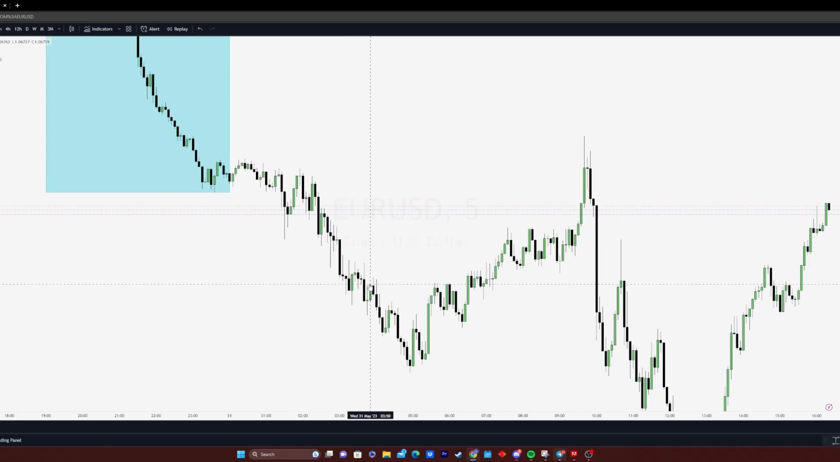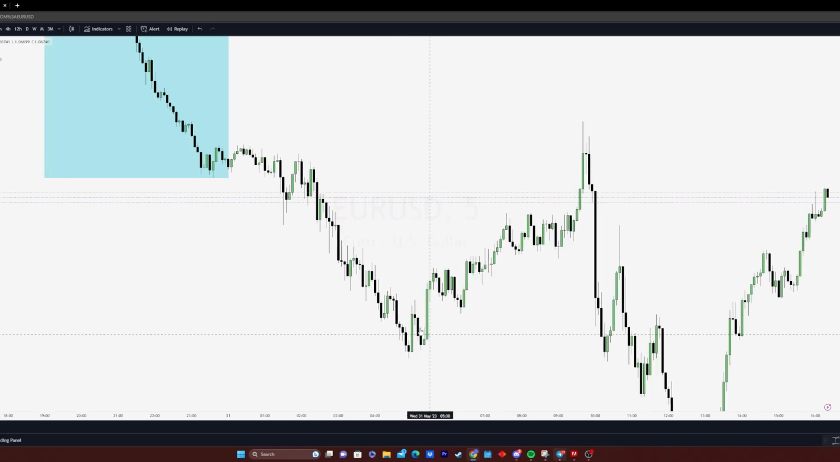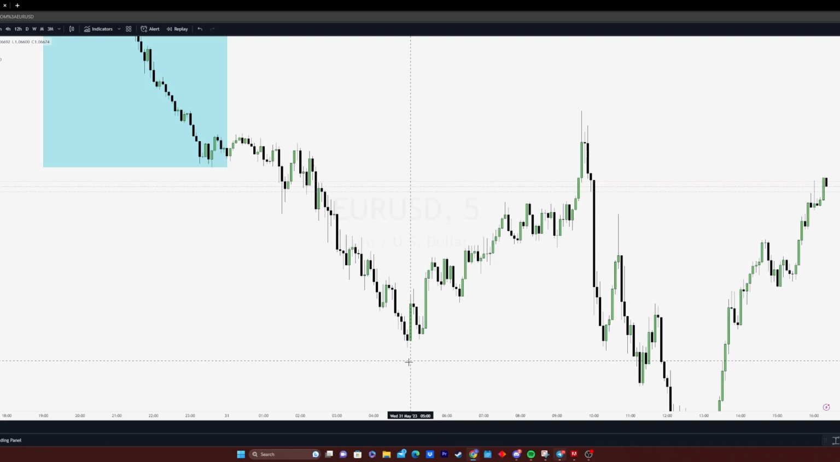Accumulation, displacement lower. Accumulation, displacement lower. Accumulation, displacement lower. Here, we have the smart money reversal. Now, there was an SMT today with GU. As I said, it's not as important for Forex. I still like to see it.